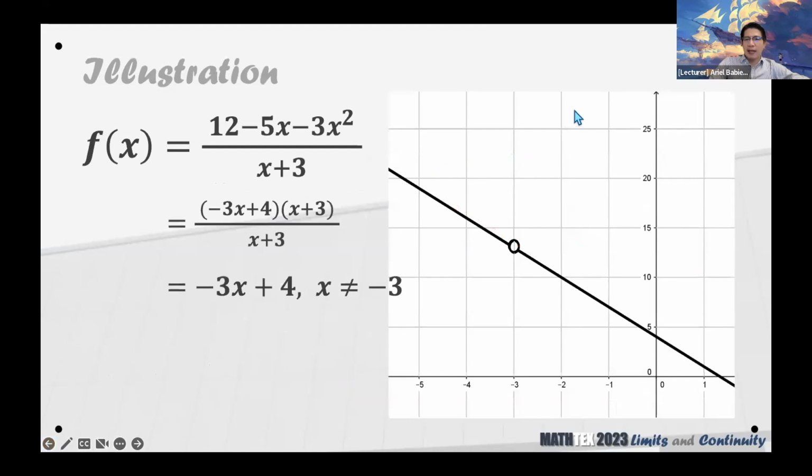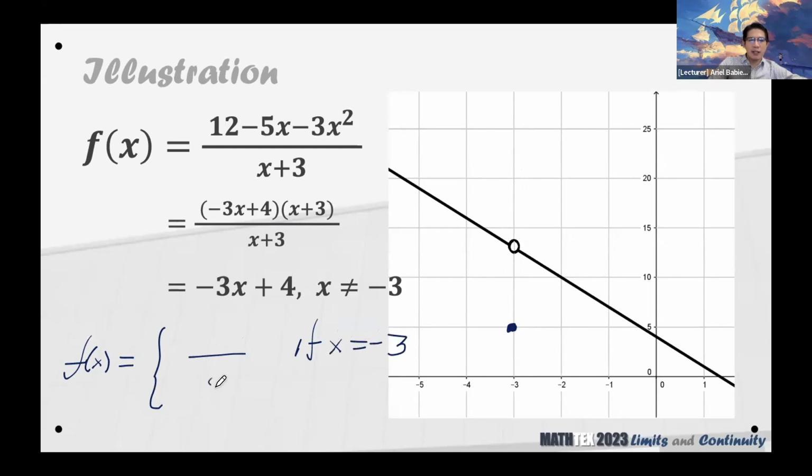Notice this function is undefined at x equal to -3, but do remember, pwede ako magbigay ng function value at -3. I can construct a conditional function. I can come up with a conditional function f of x equal to the original function if x is not equal to -3, and then I can define the function value to be 5 if x is equal to -3. Ito yung original.